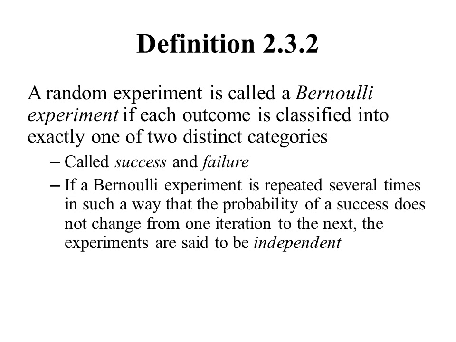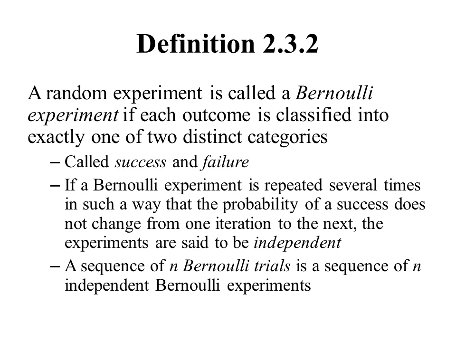Now, continuing on with this definition, if a Bernoulli experiment is repeated several times, so we do it over and over again, in such a way that the probability of a success does not change from one iteration to the next, the experiments are said to be independent. Now, a sequence of n Bernoulli trials is, by definition, a sequence of n independent Bernoulli experiments.